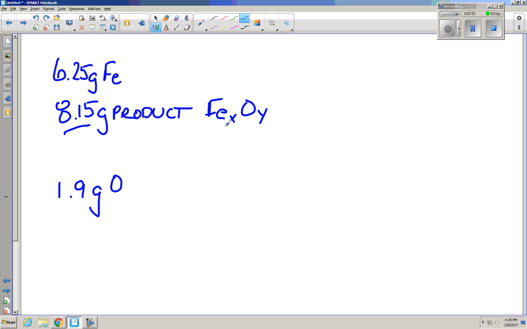remembering back, when you look at a chemical formula, the subscripts you see are actually mole ratios. We say they're mole ratios because it's really hard to pull out individual atoms of iron and oxygen. It's a whole lot easier to go to the cabinet and grab a mole of each thing. So I can't just take the two masses that I'm given here, 6.25 and 1.9, and put them in here because they're not mass ratios.